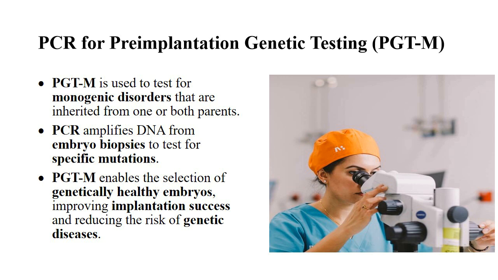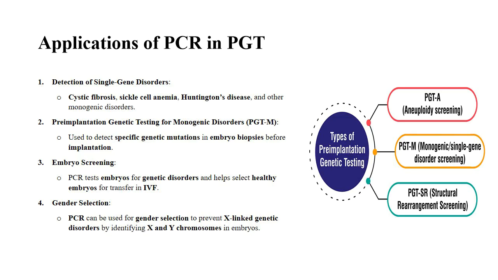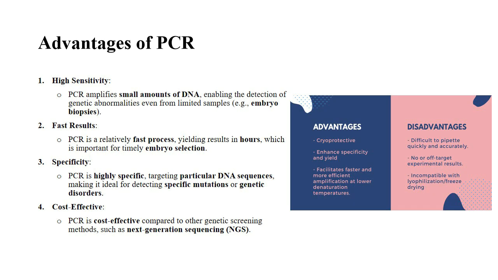PCR can also be used in embryo screening to detect specific genetic mutations in embryos, allowing clinicians to choose genetically healthy embryos for implantation. D. Gender selection. PCR is sometimes used for gender selection in cases of X-linked disorders. By identifying the presence of Y chromosome sequences in the embryo, gender can be determined before implantation. 3. Advantages of polymerase chain reaction, PCR.